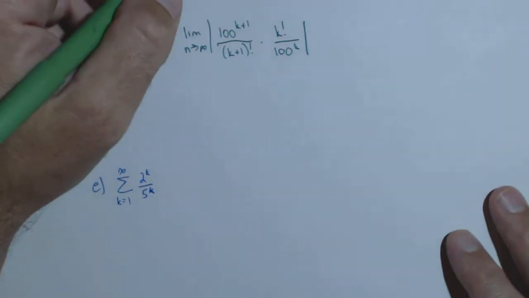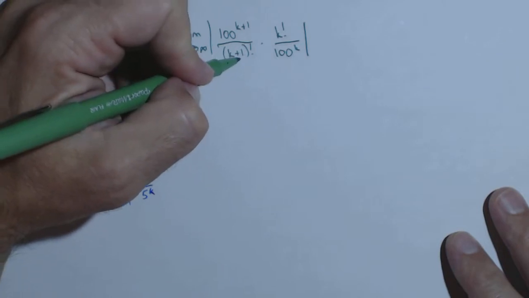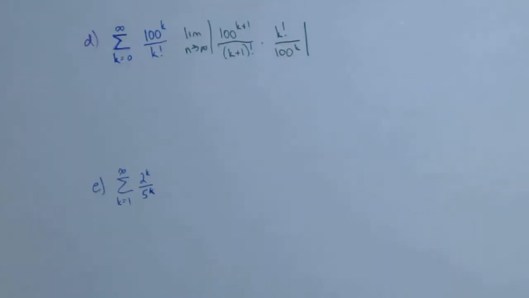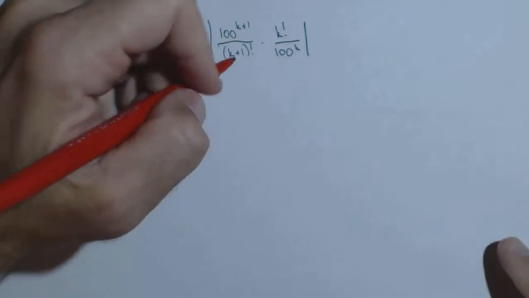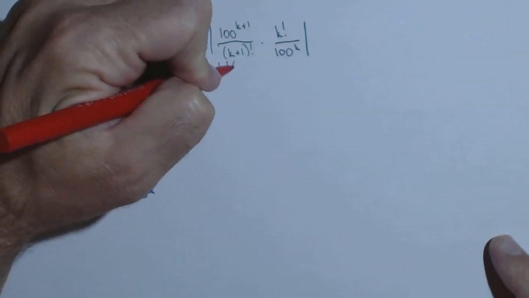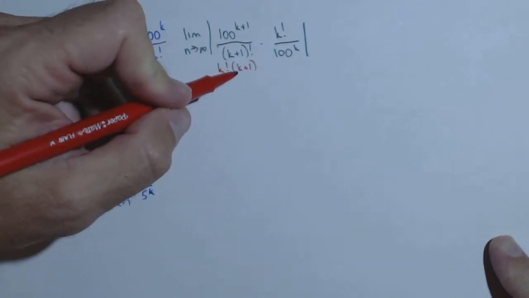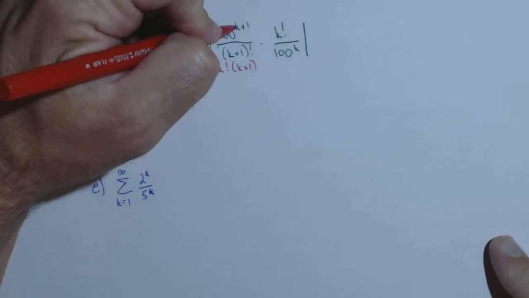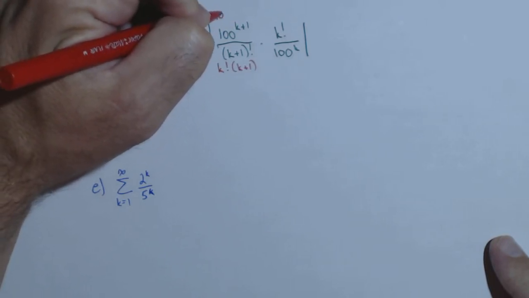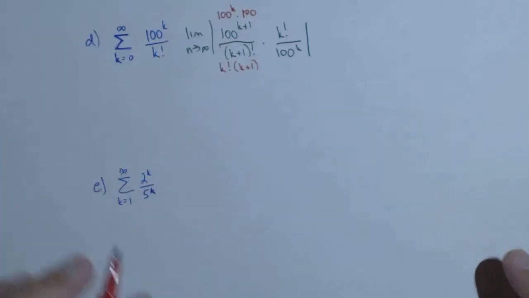Now there's always going to be a bunch of simplification you can do in these cases. So a couple things you need to remember. Well, first off, k plus 1 factorial is the same thing as k factorial times k plus 1, because that's the product of the first k integers times k plus 1. 100 to the k plus 1 is the same thing as 100 to the k times 100.